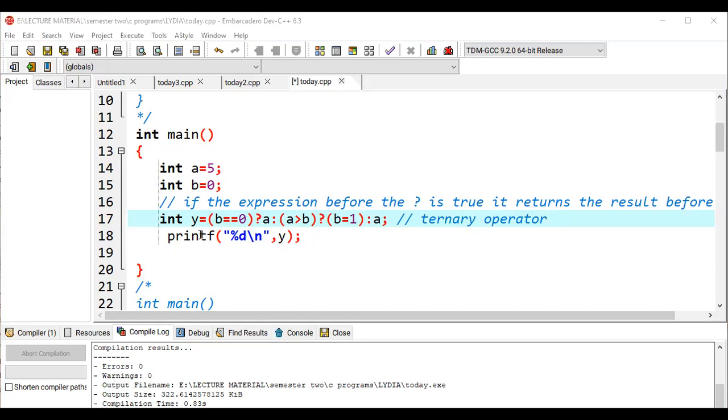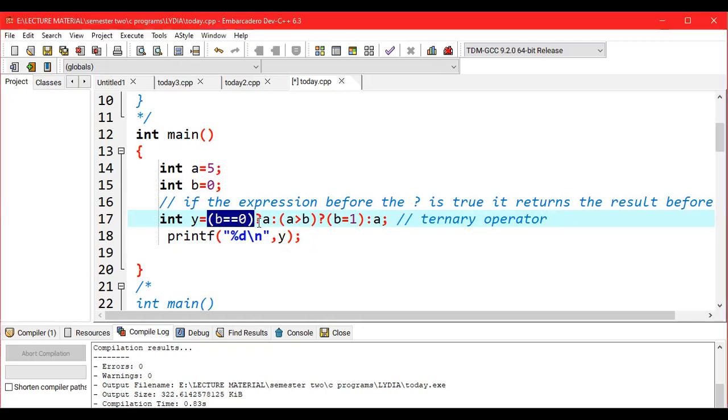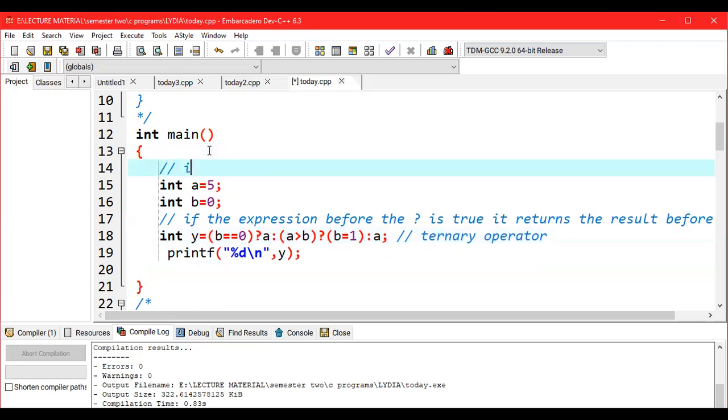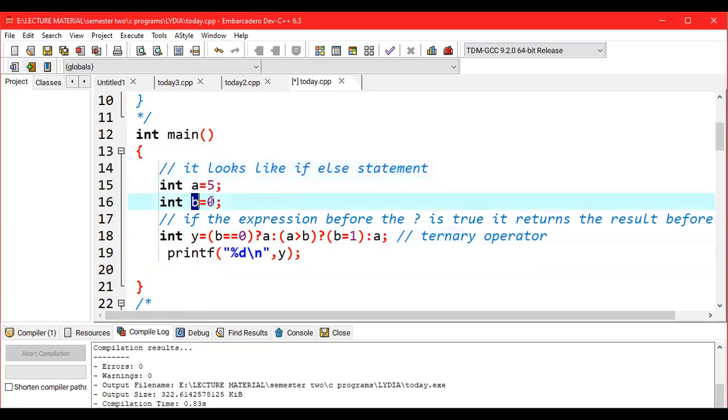We are saying this function evaluates the conditions before the question mark. Are we together? So they're telling us that it follows step by step because it's like an if else statement. So what it does, let me write it here. It looks like an if else statement. You get? It says that we captured A is 5 and B is 0.